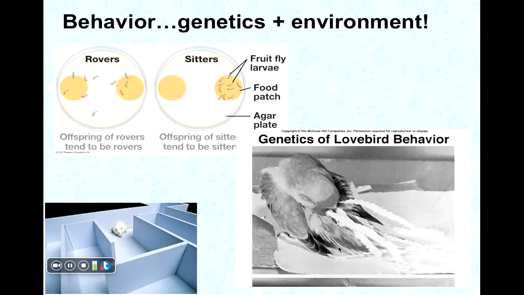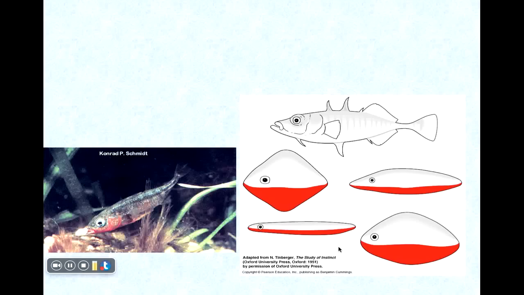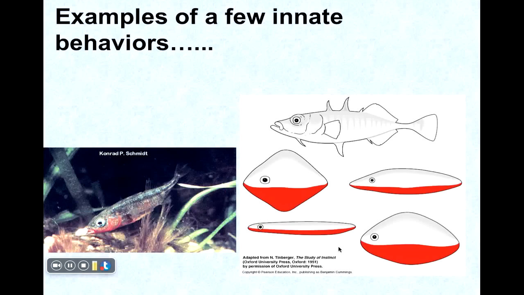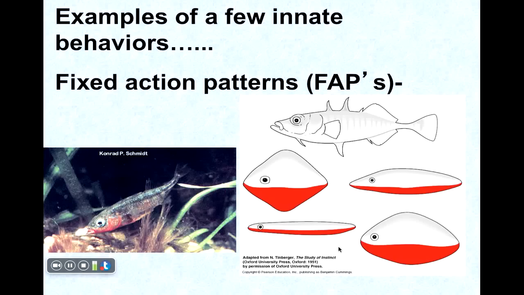There are, however, some behaviors that are strictly genetically based. They don't have to be learned at all. So, for example, there are a variety of behaviors referred to as fixed action patterns. These are behaviors that are innate. Again, animals don't have to learn these at all. They are just instinctively known within various animals.